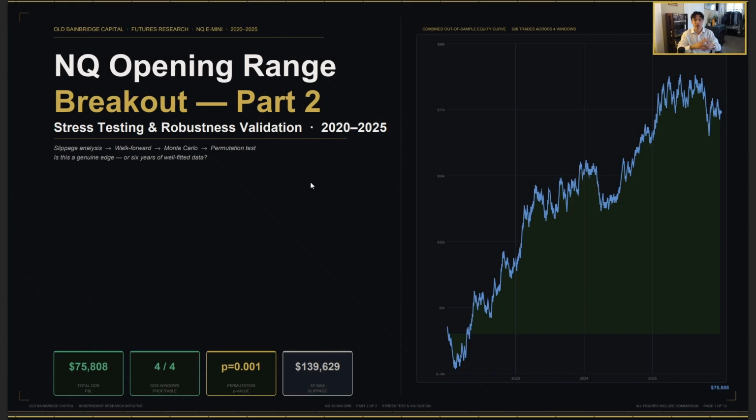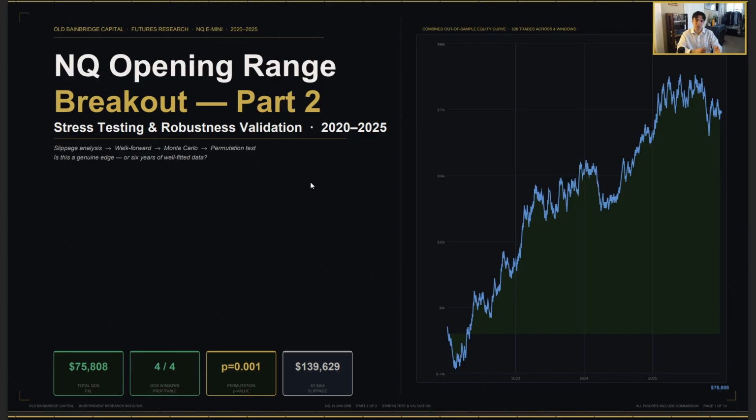All right, so here we have the NQ Opening Range Breakout, Part 2. We're going to be doing stress testing and robustness validation from 2020 to 2025. We're going to be doing slippage analysis, walk forward out of sample analysis, Monte Carlo, and permutation tests. Really, we're asking the question, is this a genuine edge or is it 6 years of well-fitted, overfitted data?